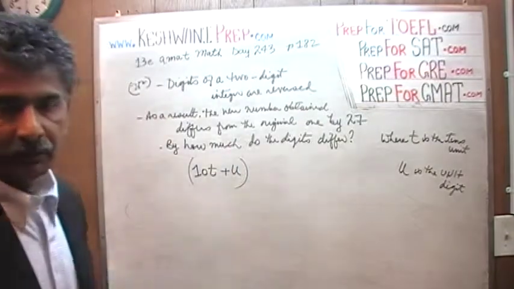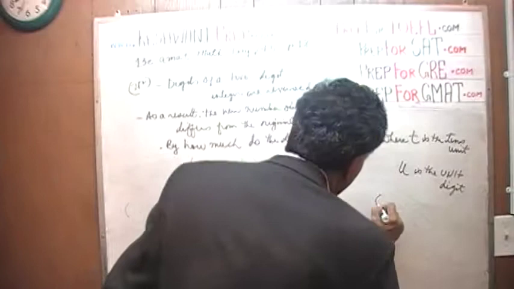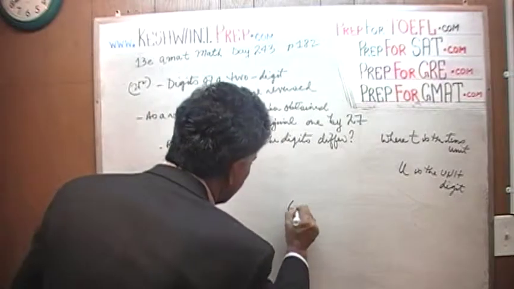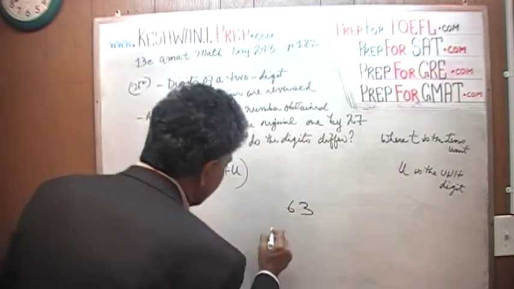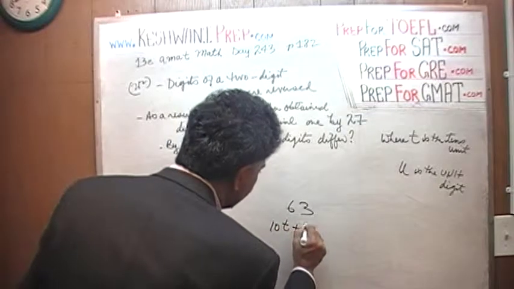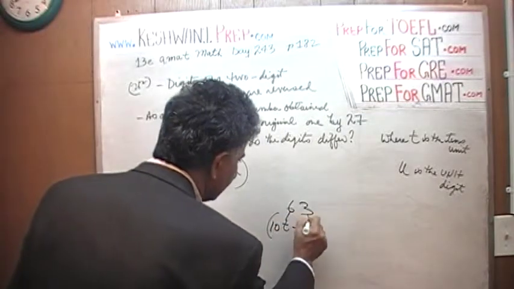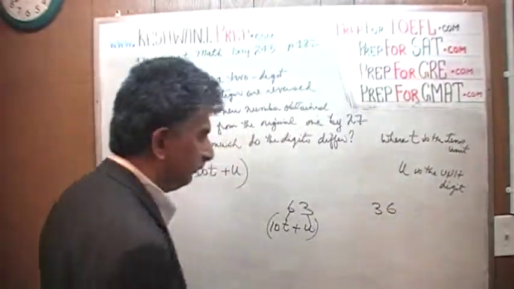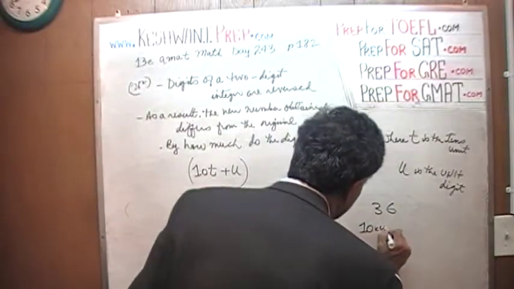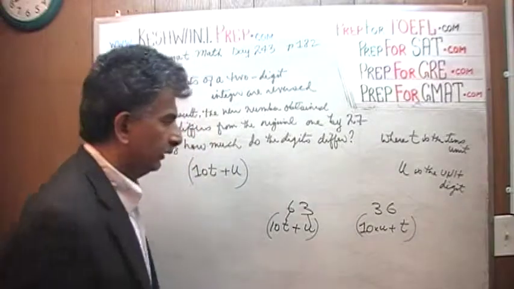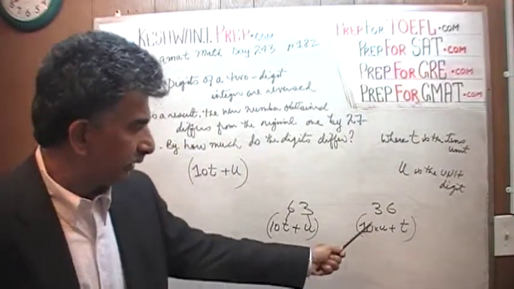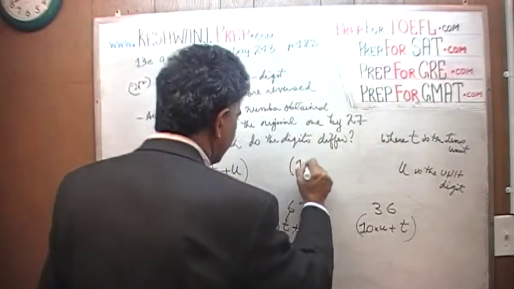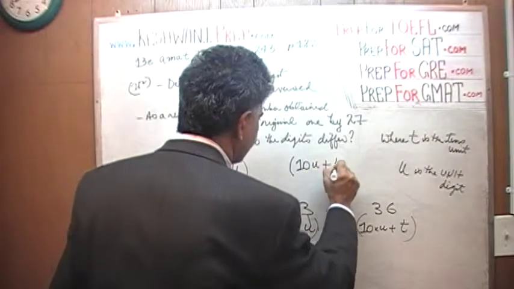Now what happens when you reverse it? When you reverse it, 63 becomes 36. So if 63 is to be expressed as 10 times t plus u, because t equals 6 and u equals 3, then 36 would have to be expressed as 10 times u plus t. This is the same number written in reverse order, and that's your new number, which is 10 times the unit digit plus the tens digit.